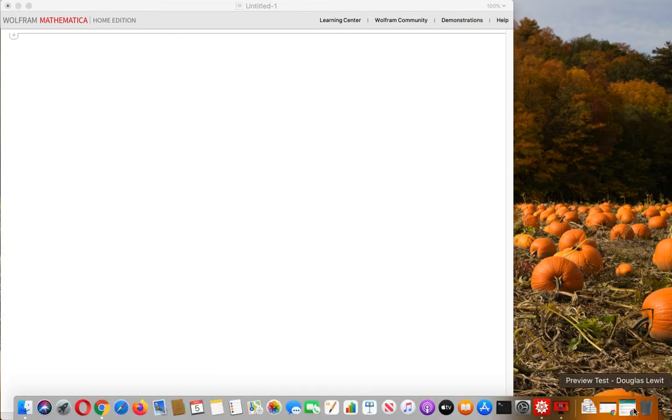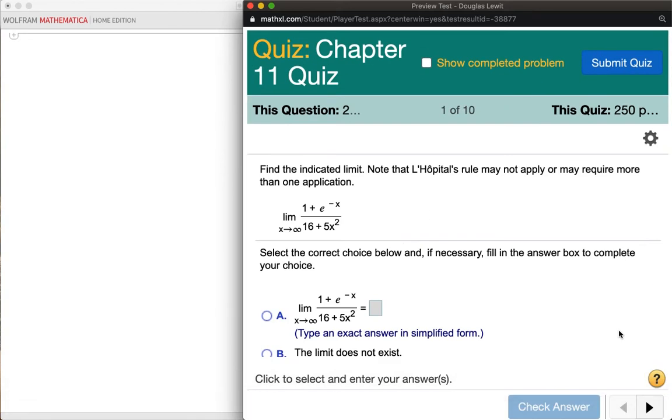Okay. So let's take a look at your Chapter 11 quiz. Problem number 1, find the indicated limit. Note that L'Hopital's rule may not apply or may require more than one application. Basically, I don't want to spend a huge amount of time on L'Hopital's rule because the application problems later on in the quiz are definitely more challenging. So I'm going to go through the first 5 or so problems a bit quickly, okay?